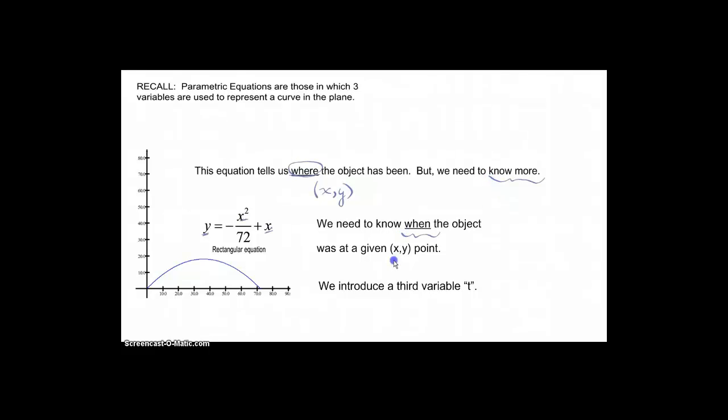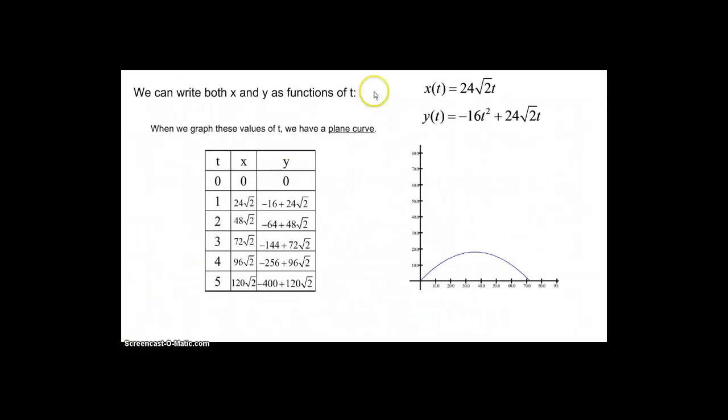Sometimes we need to know when it was at any given point. And so that's why we introduce that third variable, that independent variable. Now this information tells us not only where, but when our object or our particle was at any particular place in the plane.